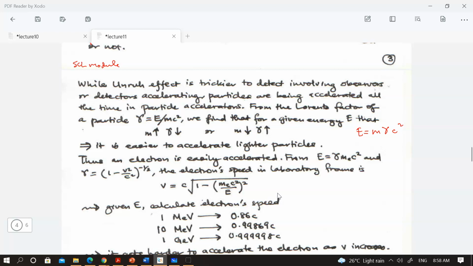So for example, if I have a bigger mass, then your relativistic factor gamma is going to decrease, or if I have a lighter mass, then your relativistic factor is going to increase. What does it mean by this? Let me just make this a bit clearer. Let me go to the whiteboard instead.